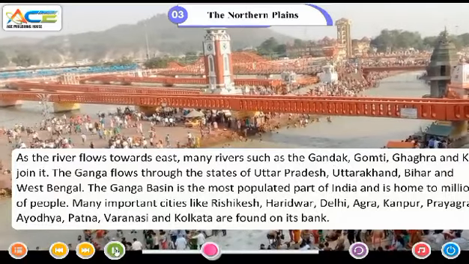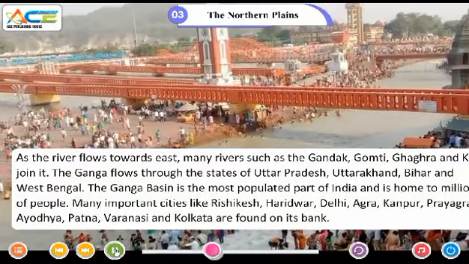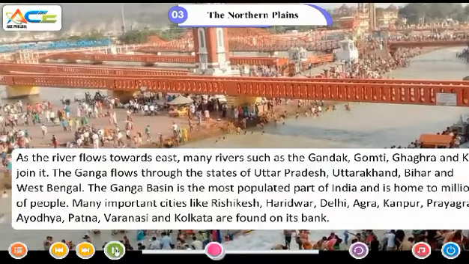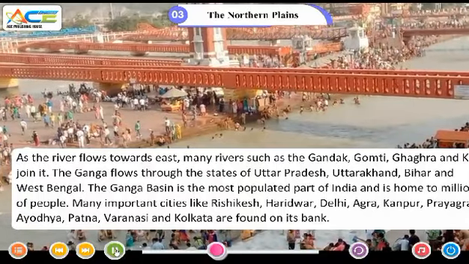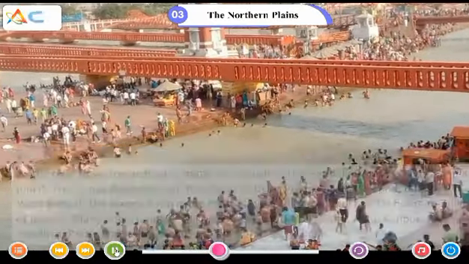The Ganga basin is the most populated part of India and is home to millions of people. Many important cities like Rishikesh, Haridwar, Delhi, Agra, Kanpur, Prayagraj, Ayodhya, Patna, Varanasi and Kolkata are found on its bank.